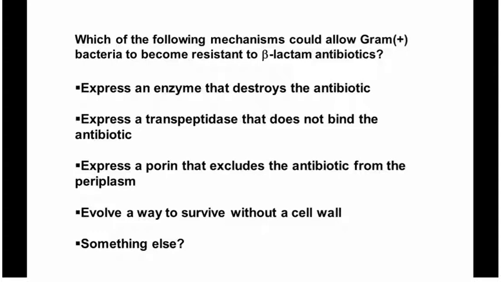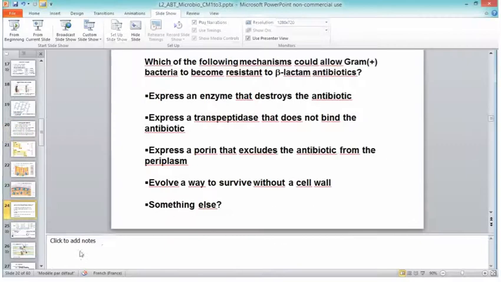Something else. I'm trying to think. I think these are not the only mechanisms. I think there are other mechanisms in gram-positives, but I don't know them actually. Maybe I put some in my cheating notes. No, I didn't. I don't have any cheat notes down here. Sorry. So there's more than one way to become resistant. Porins are important for gram-negatives. That can be a mechanism of resistance for gram-negatives.